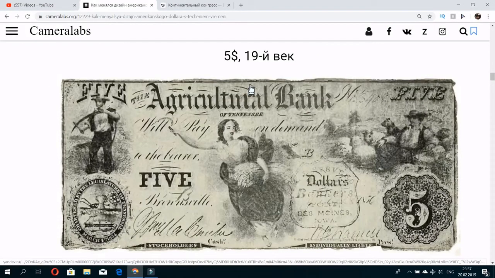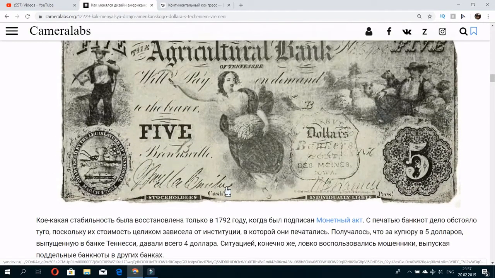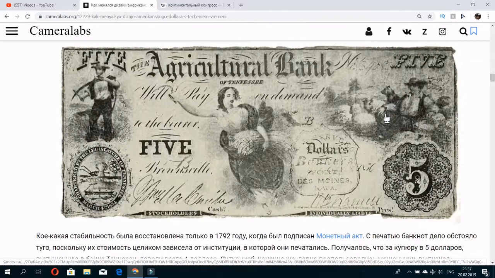Okay, we have the 19th century, the beginning of the 19th century. It's the Agricultural Bank of Tennessee, who pay on demand the $5. What we have here is a farmer on the right and a farmer on the left. It looks like a woman here, I don't know, kind of a woman probably. It's March 1854.